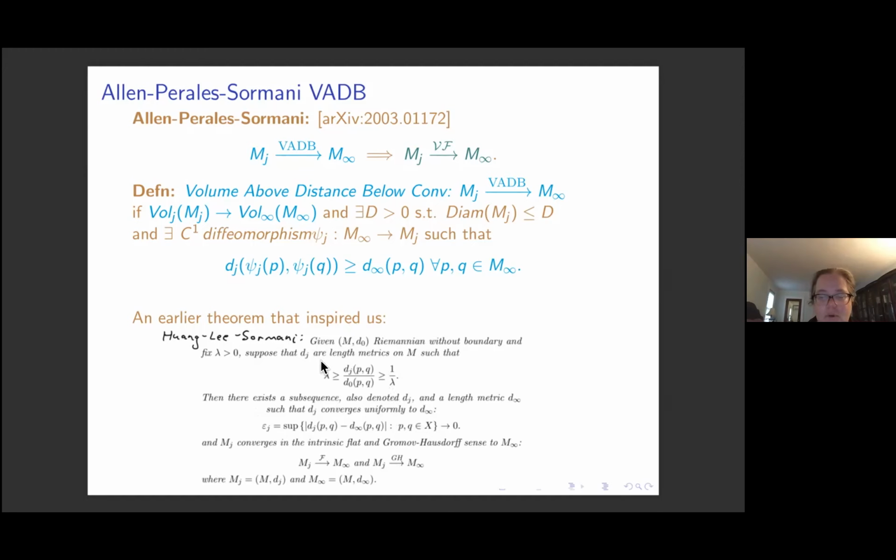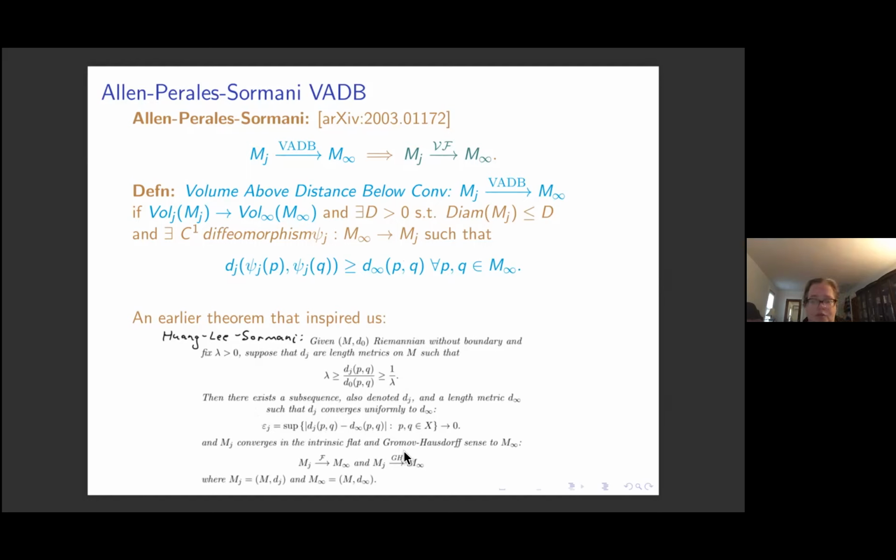In this theorem, we actually have d_j over d_0 bounded above and below. So this is not volume above, distance below. This is distance above, distance below. Okay, so this is saying that these d_j's are not controlled this much. And then we said the d_j's minus the d infinity had to be within epsilon_j. So notice what's interesting is there's a d infinity here and there's a d_0 here. This d_0 is used to estimate the ratio of distances, but the closeness of d_j to d infinity is only a difference in the distances.